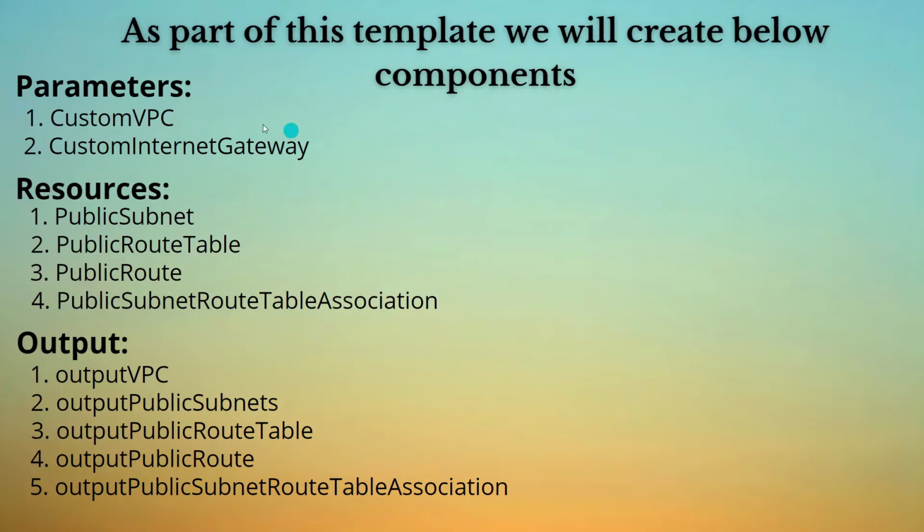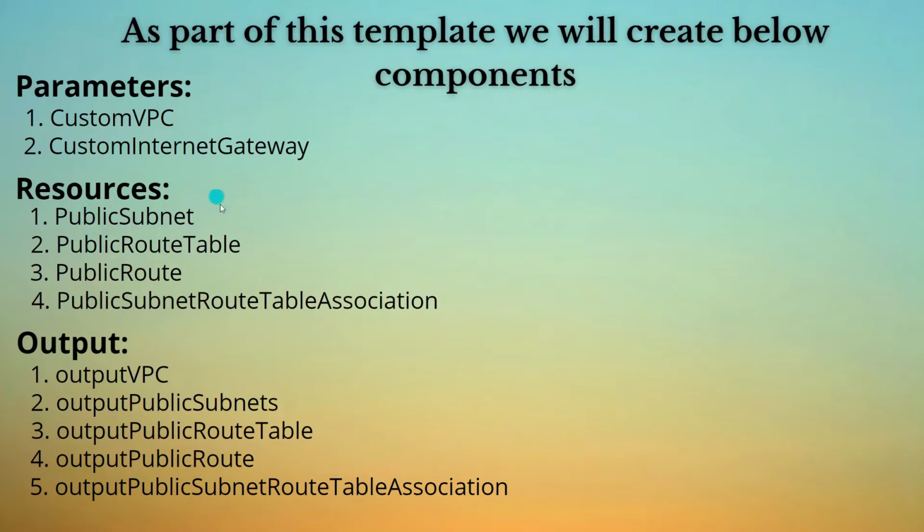In the current template, we are going to use two parameters. One would be the custom VPC that we created earlier in our previous video, and another would be the custom internet gateway. By using these parameters, we are going to fetch the VPC ID and the internet gateway ID of the resources that we have already created. In the resources section, we are going to create a public subnet. While creating the public subnet, we will mention in which availability zone it would be available and other required properties which would be part of the public subnet.